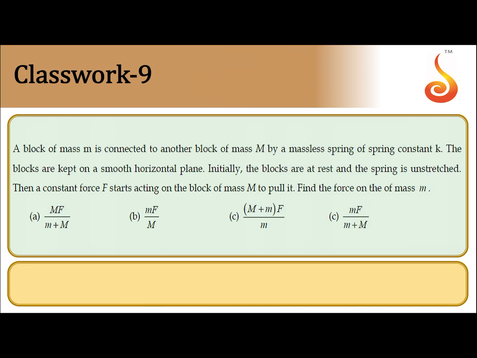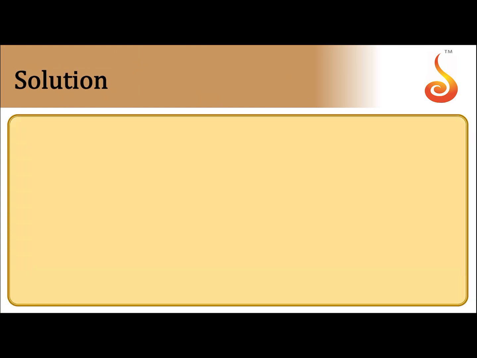Example 9. A block of mass m is connected to another block of mass capital M by a massless spring of spring constant K. The blocks are kept on a smooth horizontal plane. Initially, the blocks are at rest and the spring is unstretched. Then a constant force F acts on the block of mass capital M to pull it. Find the force on the block of mass small m.